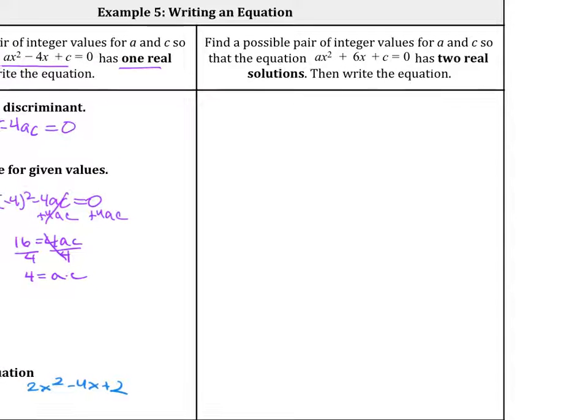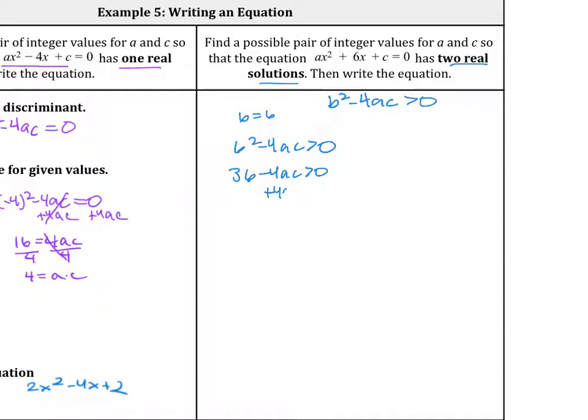Find a possible pair of integer values for a and c so that the equation ax squared plus 6x plus c has two real solutions, and write the equation. When we're looking at that, we're looking at b squared minus 4ac. Two real solutions means that has to be greater than 0. So let's plug in what we know. b is 6. So we have 6 squared minus 4ac, and that has to be greater than 0. So this is 36 minus 4ac.